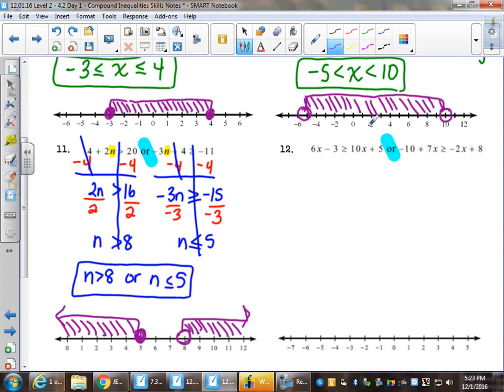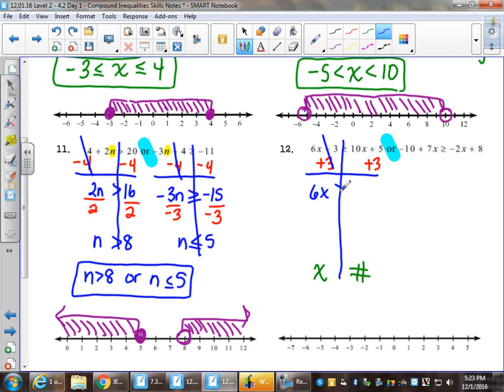Number 12 is our last skills example. Process does not change. Line down the inequality sign. But when I look at this one, just like what we did yesterday, I have variables on both sides of the inequality line. So remember the goal. We want to get x's on the left, numbers on the right. I choose to move the negative 3 first by adding 3 to both sides.